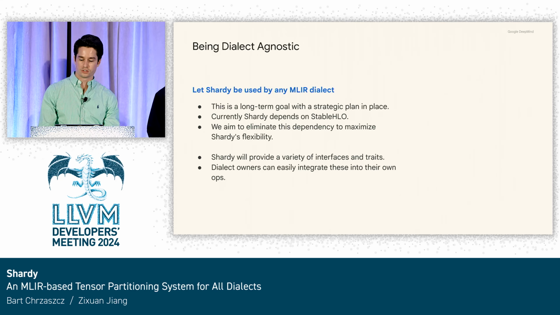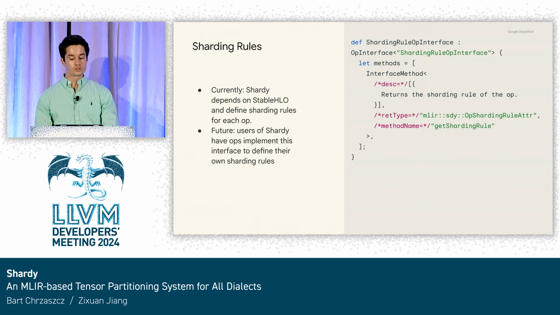Yes, now we'll talk a little bit about wanting Shardy to be dialect agnostic. Our long-term goal is to make Shardy a standalone component able to work with any MLIR dialect. At the moment, we directly depend on StableHLO, but we are making progress towards lifting that through various abstractions and interfaces I'll go through here. The first one is sharding rules, and as Sean already discussed, this attribute encodes how we can propagate through a specific operation, and as long as an operation implements this interface, Shardy will be able to propagate through it.